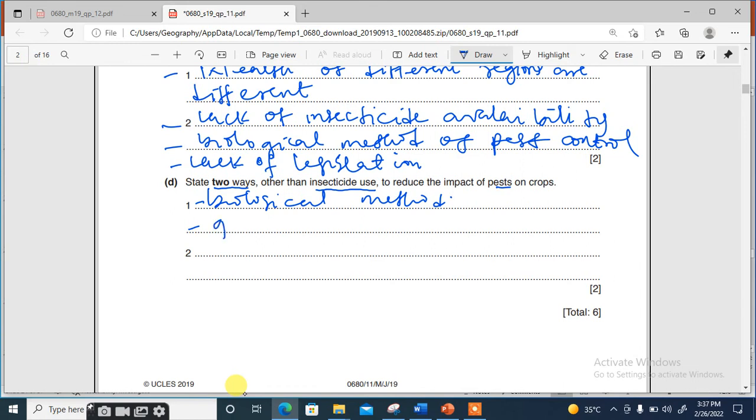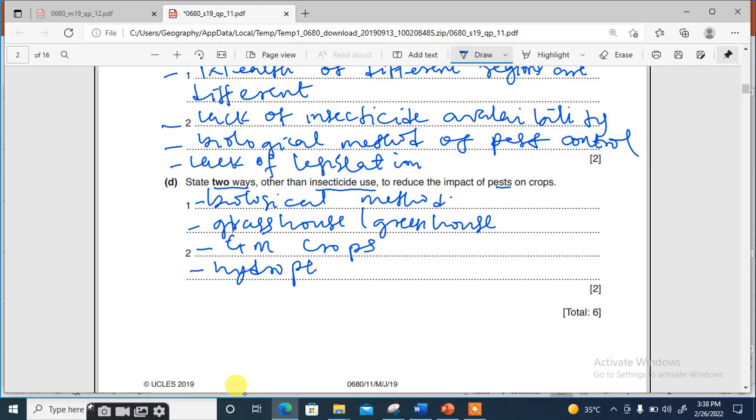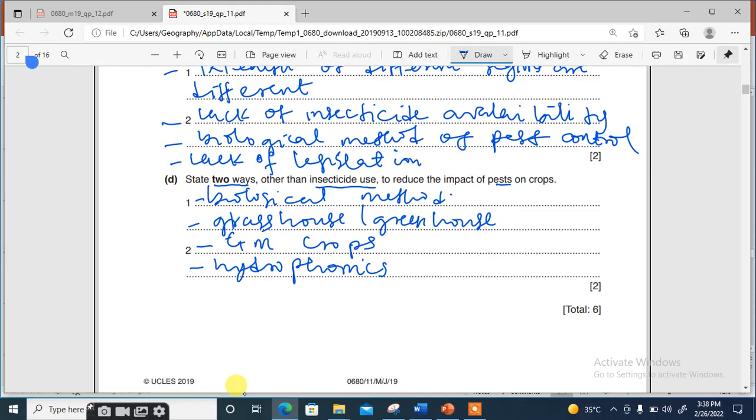Possibly the crops are grown in a glass house, which some textbooks call a greenhouse. You can also have a manual method, so you can actually remove the pests using your hands. You can also have genetically modified crops, GM crops, or use a different method of agriculture like hydroponics. Any of these points will do.